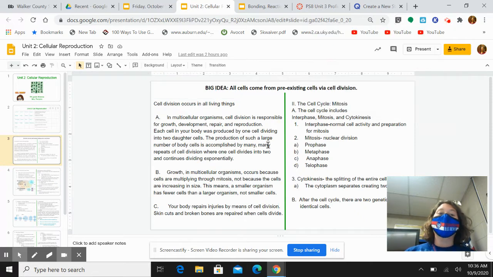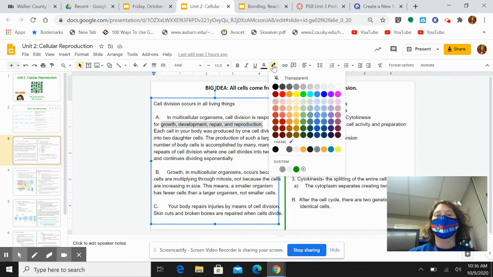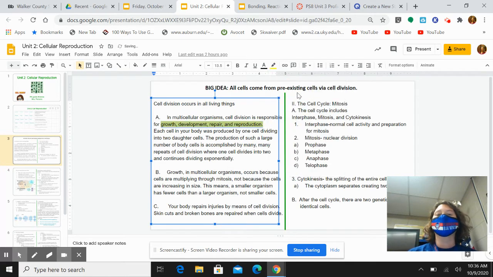All right, so letter A. In multicellular organisms, multi means many, cellular means, well, cells. So in organisms made of many, many cells, cell division is responsible for growth, development, repair, and reproduction. Highlight growth, development, repair, and reproduction. Again, highlight it with the cursor. Go up to your handy-dandy highlight tool. Choose the color you want to highlight it, and it will be there forever and ever.